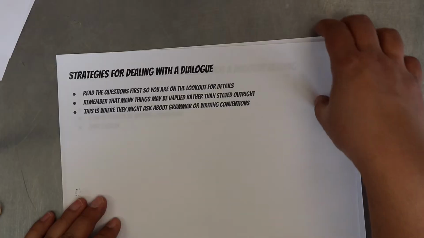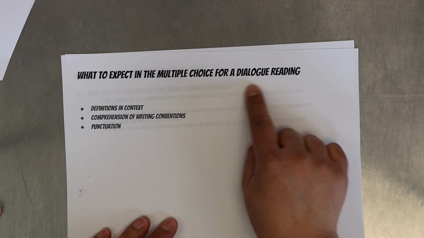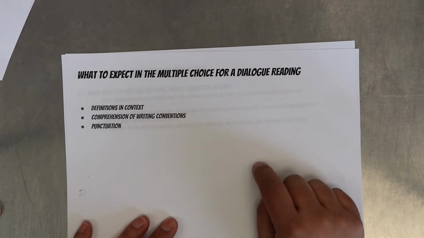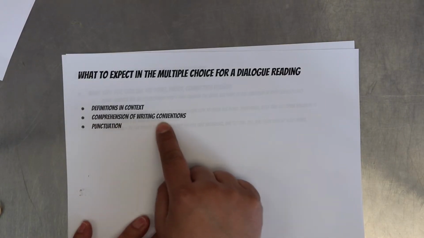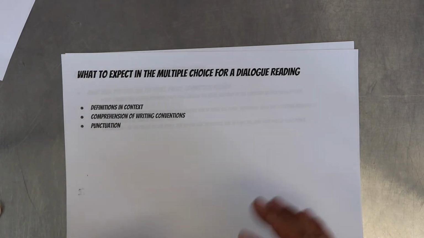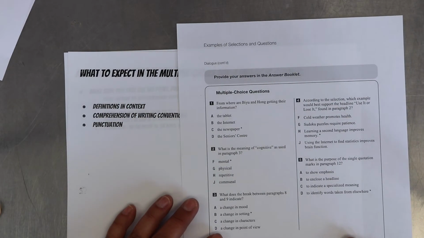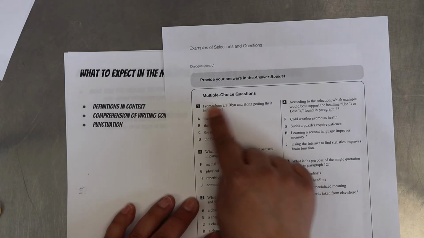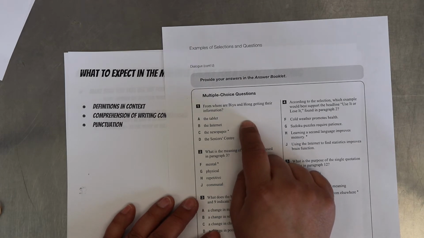All right, so here are some of the things that you can expect in a multiple choice question selection for a dialogue reading. You're going to have to be able to do definitions in context, comprehension of writing conventions and punctuation, as well as understanding what the overall reading is. So if we look at these questions here, they're asking you where you're getting the information from. So this is a comprehension question. It's asking if you understand the reading, okay?